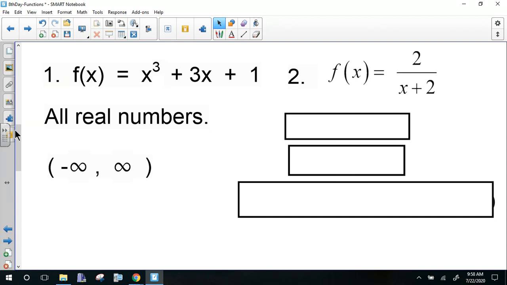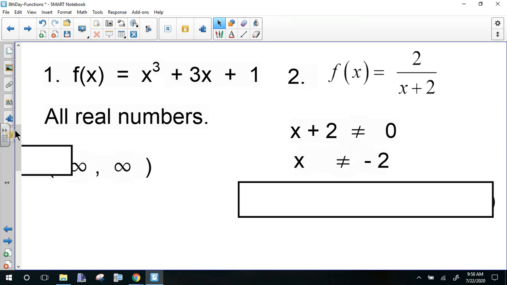Example 2, what do you notice? It's a fraction. The rule says if it's a fraction, I have to set the denominator not equal to 0. If I solve this, I subtract 2. So x cannot equal -2. It can be any other number in the real number system, but it cannot be -2.